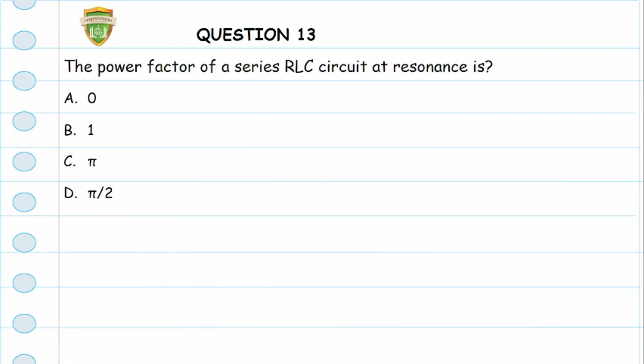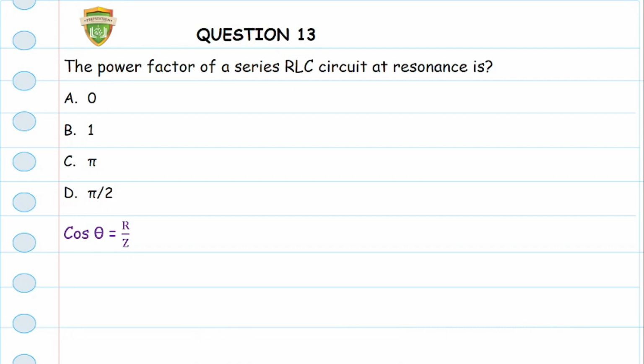Question 13 says the power factor of a series RLC circuit at resonance is. You need to know that the power factor is denoted by cos theta. It is given by the resistance of the resistor divided by the impedance of the circuit. Since this is an RLC circuit, the impedance involves the resistance of the resistor and the reactance of the inductor and the capacitor.